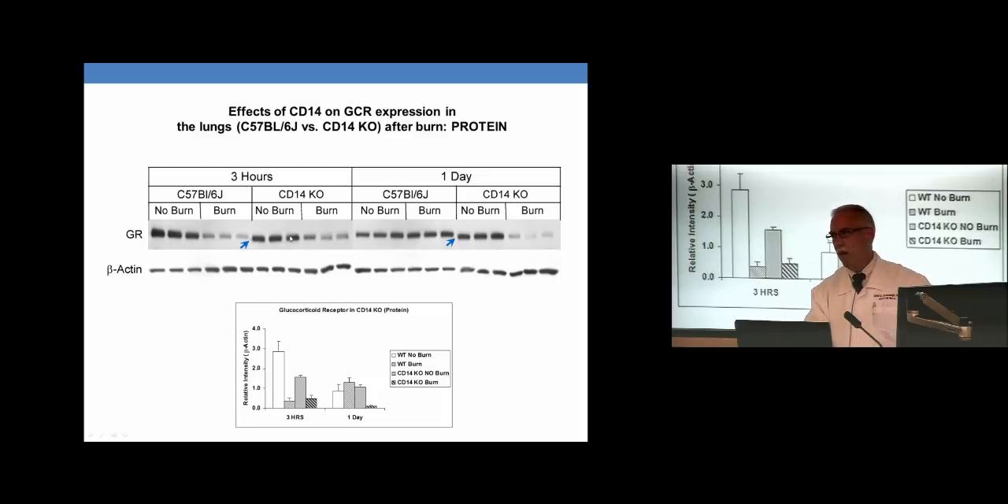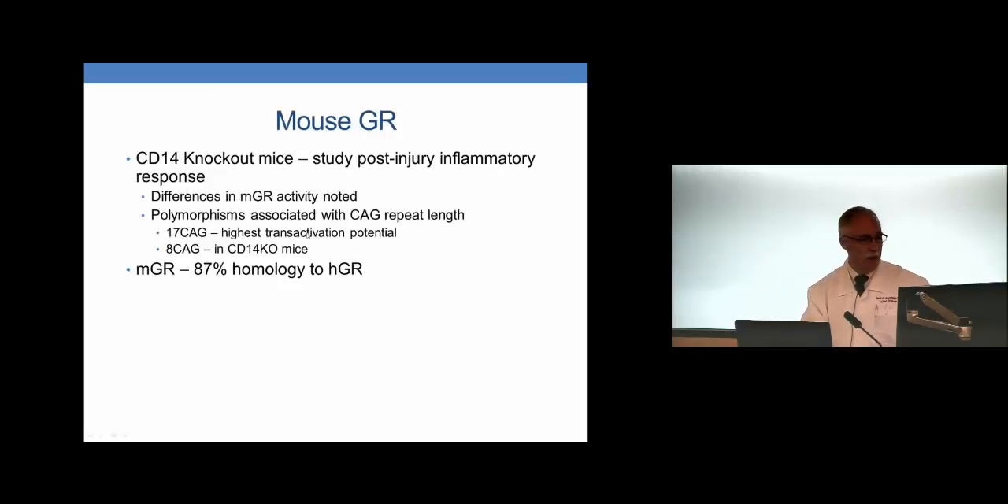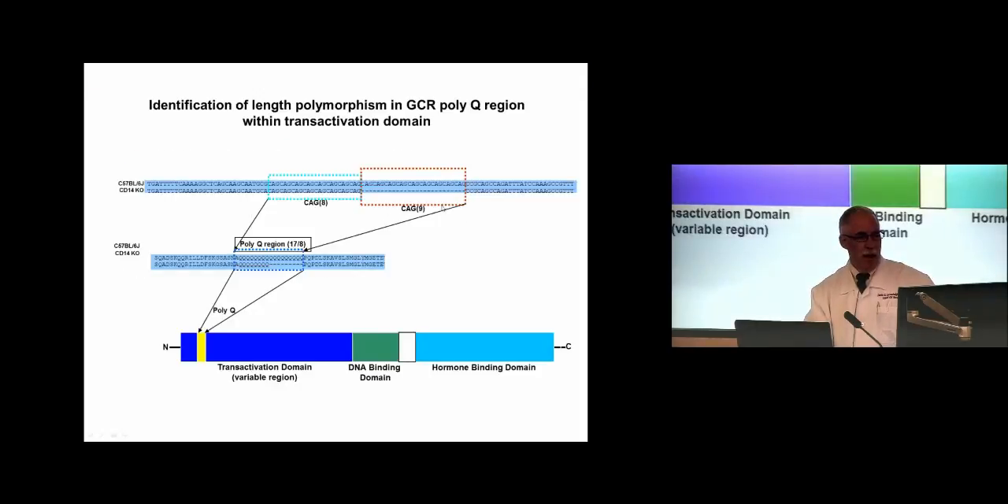So what do we do in the lab? We take it, we sequence it, and we found that there's a difference in that glucocorticoid receptor. It's kind of tedious, but in the normal control there are CAG repeats, which give you glutamine, what they call poly-Q, and poly-Q causes diseases. We found that the knockout mice only had 8 of them, but the normal control mice had 17 of them.